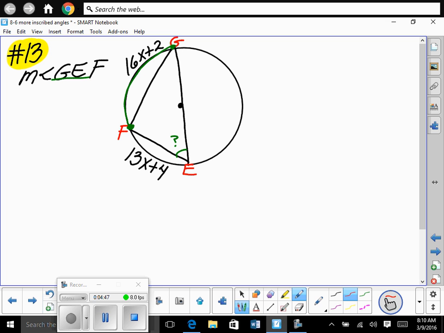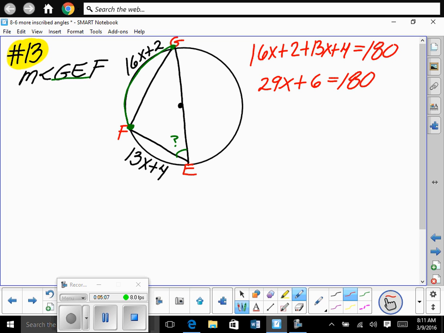Okay, so I'm saying 16x plus 2 plus 13x plus 4 is equal to 180. So then we would combine like terms, right? And solve for x. So quickly, guys, 16 plus 13, right? So we have 29x plus 6 equals 180. Are we all good? Did everybody get that? So then we're doing 180 minus 6. So we have 29x is equal to 174, we subtract 6 from both sides. We divide by 29 to get x alone. x is equal to 6.